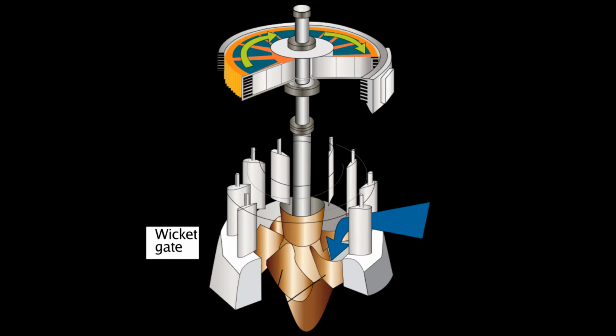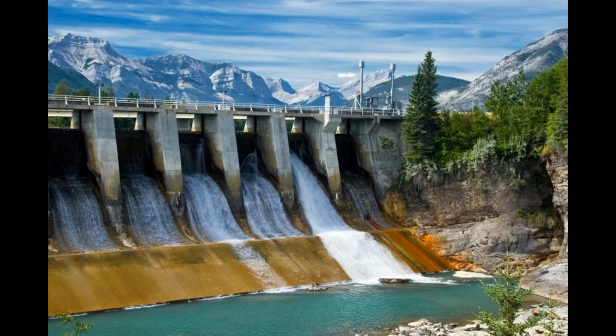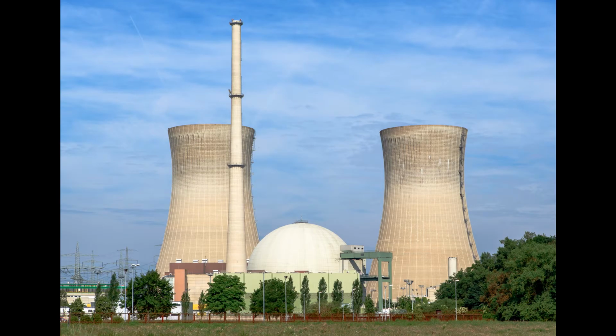In practice, generators are usually attached to a turbine. A turbine is a device which can convert moving air, gas, or fluid into rotational movement. Examples of generators and turbines used together are wind turbines, which use wind, hydroelectric dams, which use fluid, and nuclear power, which uses gas.